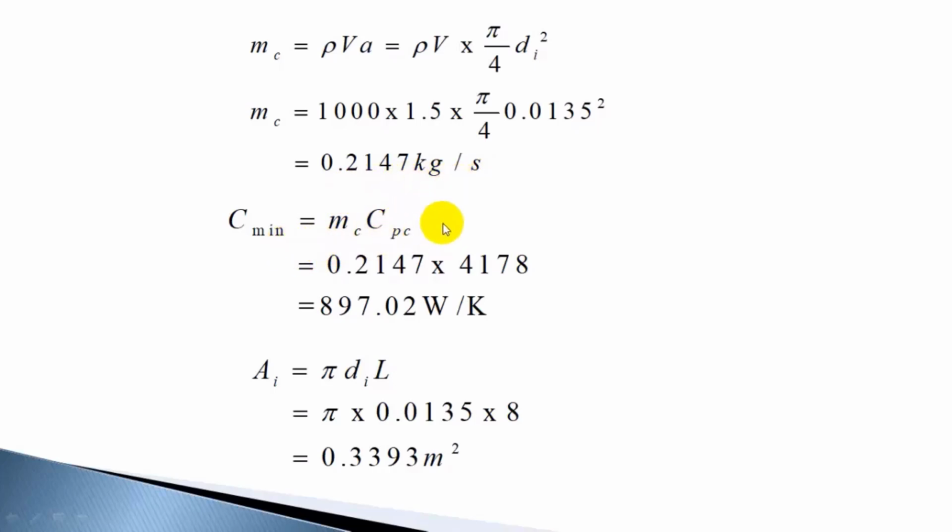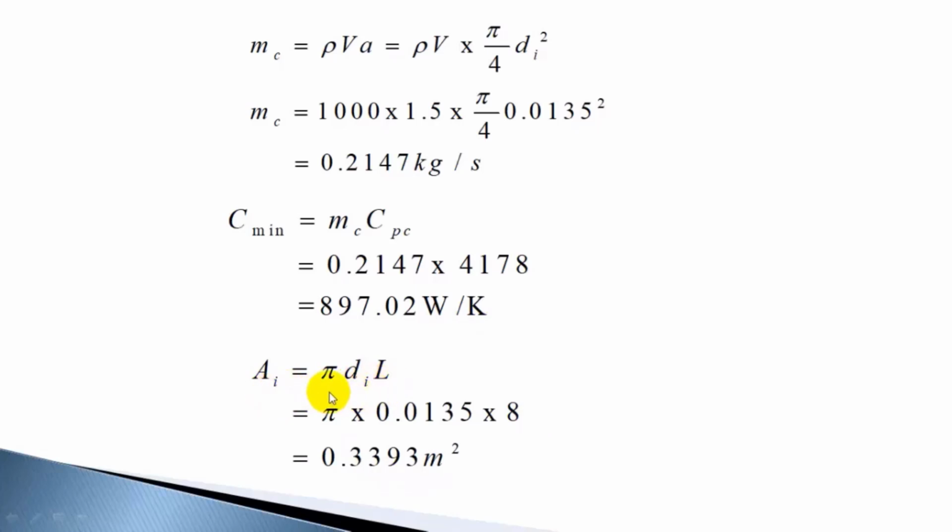Now, because steam is condensing, that will have infinite value of heat capacity. So that is Cmax. So the cold water which is flowing inside the pipe is having C minimum, whereas steam condensing outside is having infinite value of heat capacity. So minimum value is for the cold fluid, which is mC CpC. And mC is known, 0.2147. CpC is 4178. So you get C minimum as 897.02 watts per Kelvin.